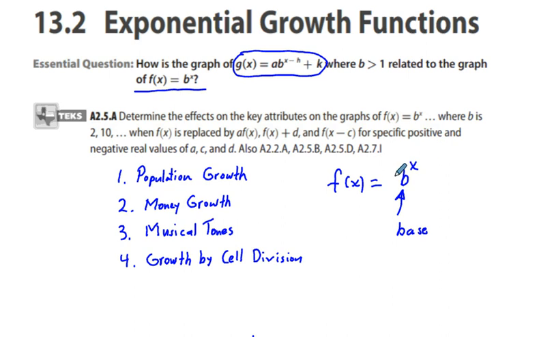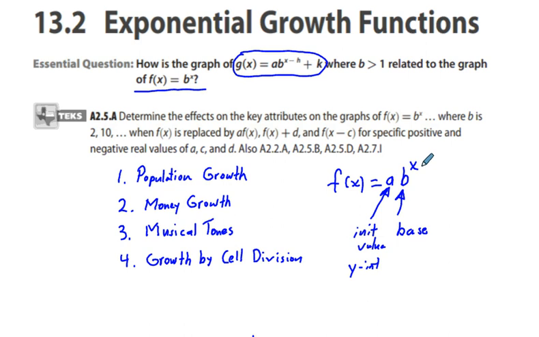And what we have, in making the transformations above, is a, which is the number out in front, and this is going to be called the initial value, or we could call this the y-intercept. Now we have the exponent here.